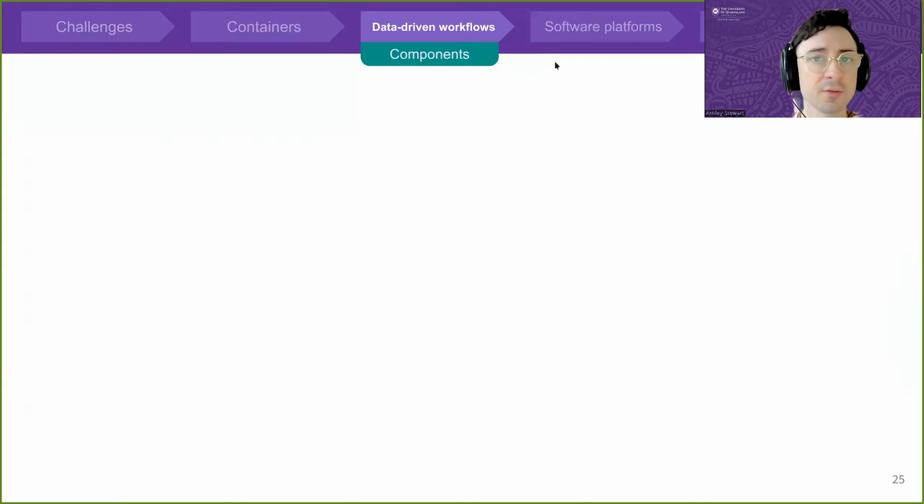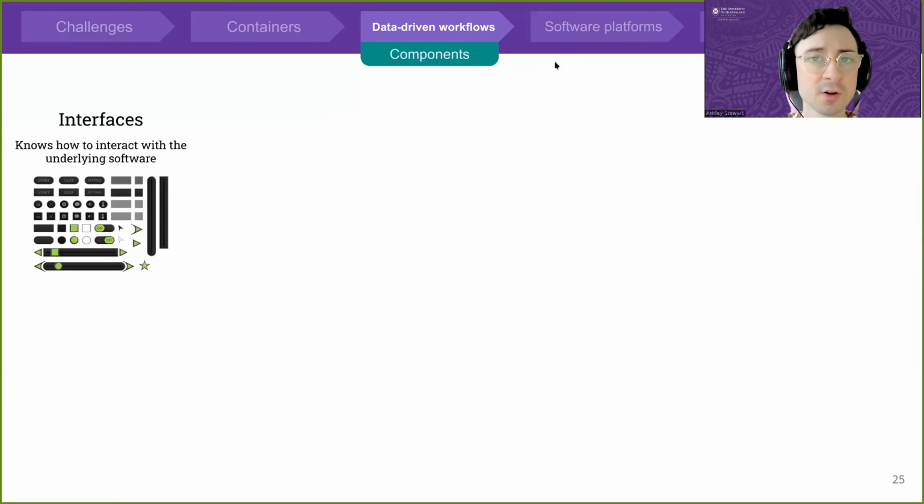So there's actually a recent solution to this problem, which doesn't seem to have a common name yet, but we could call this data-driven workflow systems. These actually solve the workflow problem by allowing you to design, automate, and share scalable workflows. And across each of these systems, there's a few common components. First, they each have a concept of an interface, something that knows how to interact with the underlying programs that you need for your workflow.